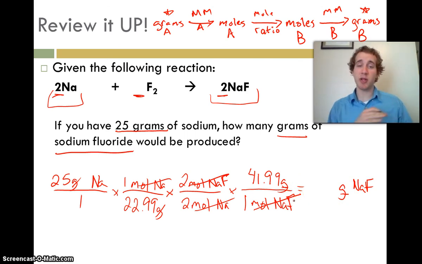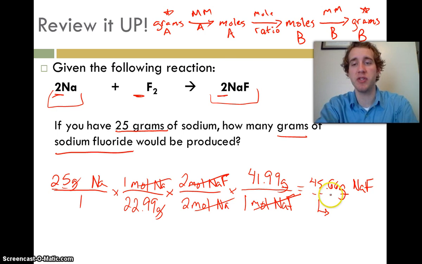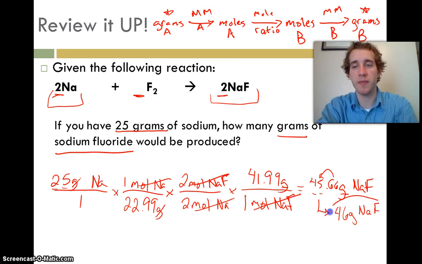So to solve, we're going to multiply the top, multiply the bottom, divide. When you divide those, you get 45.66 grams. But wait, sig figs. We started with 2 significant figures. This has got 4. Well, with 2 significant figures, looks like we want the first 2. The 6 is going to round the 5 up to a 6 as well. So our final answer would be 46 grams of sodium fluoride.